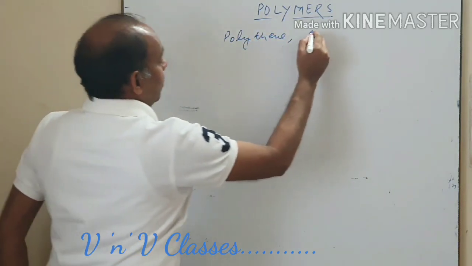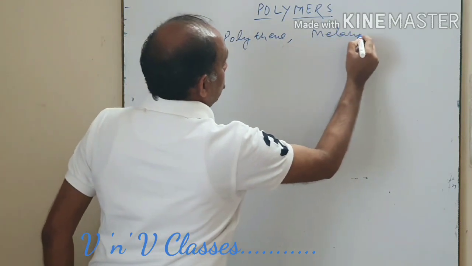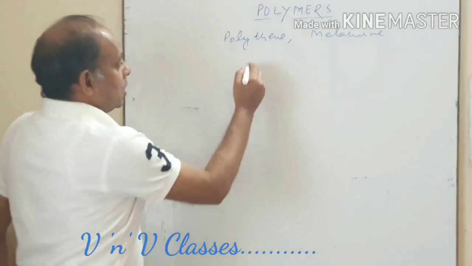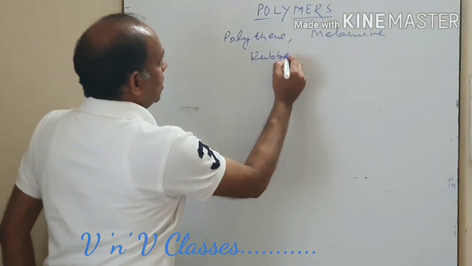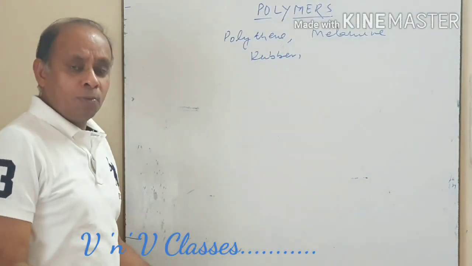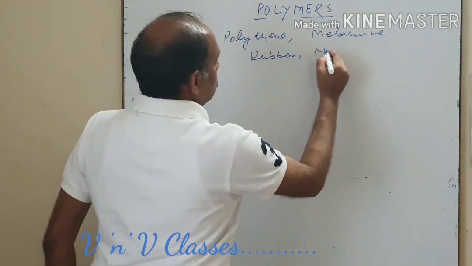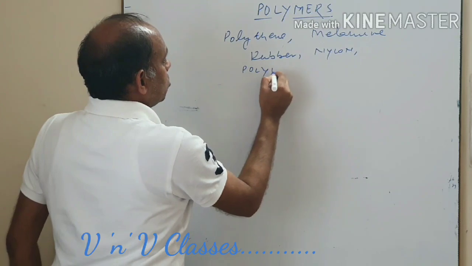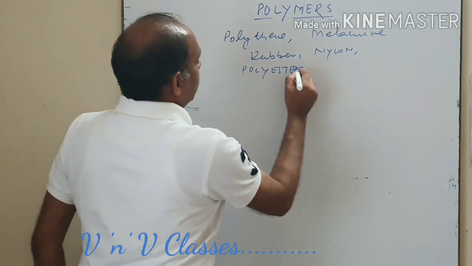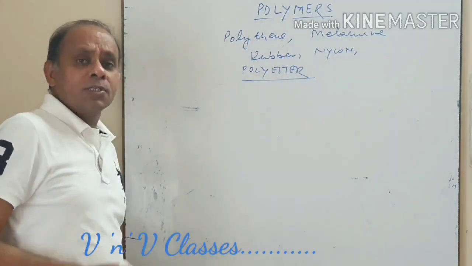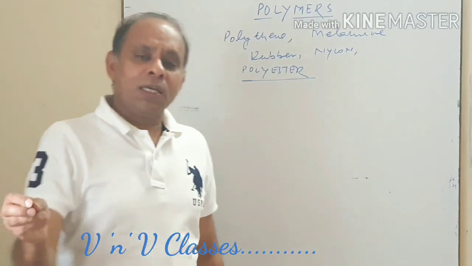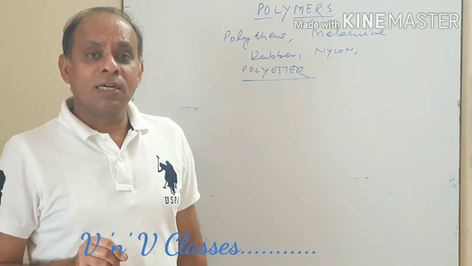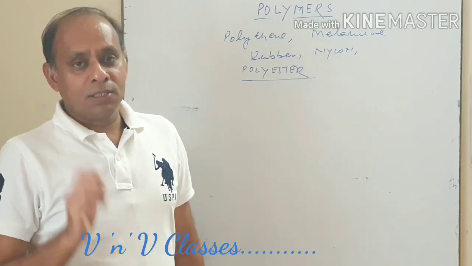You say melamine, which is normally used in crockery, it is also a polymer. You say rubber, it is also an example of polymer. You say nylon, it is also an example of polymer. You say polyester, this is also an example of polymer. So there are so many examples of polymers which we come across in our day-to-day life. So today's topic, we are starting the chapter polymers.